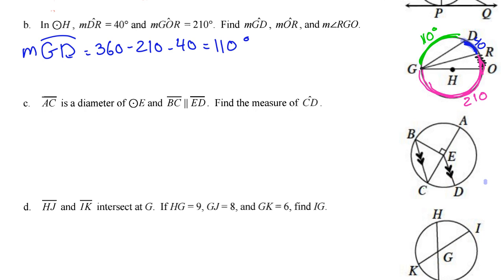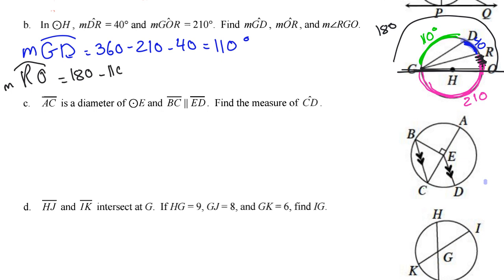Now I would like to find the measure of arc RO. Now this side, segment GO, is the diameter of the circle. So you will have the arc GDO equal to 180. If GD is equal to 110 and DR is equal to 40, the remaining arc, which is RO, will equal 180 minus 110 minus 40, which should equal 30 degrees. So the measure of arc RO is equal to 30 degrees.